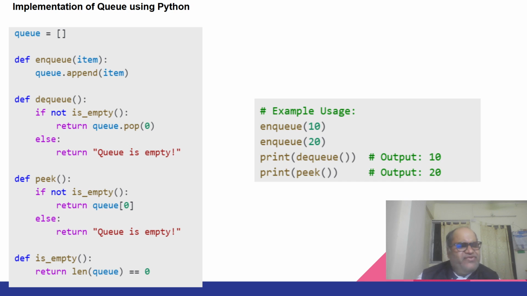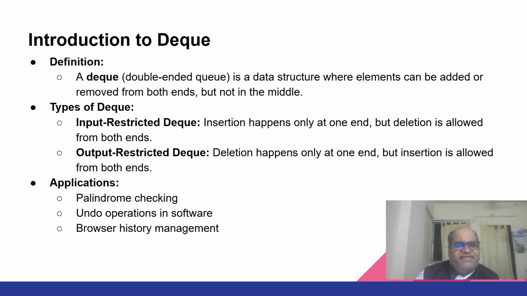So some example: enqueue 10, enqueue 20, so the queue has 10 and 20. If you want to dequeue, what will happen? 10 is removed. If you want to peek, what is there? 20. Great.